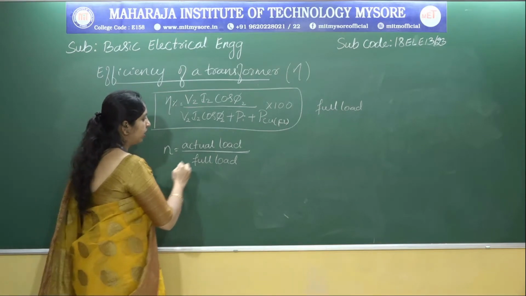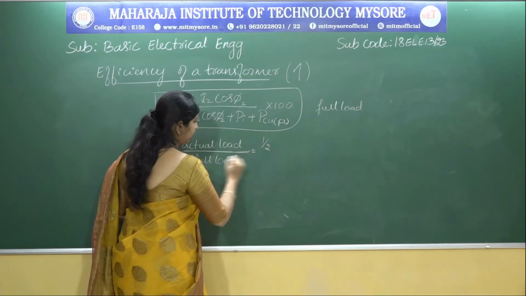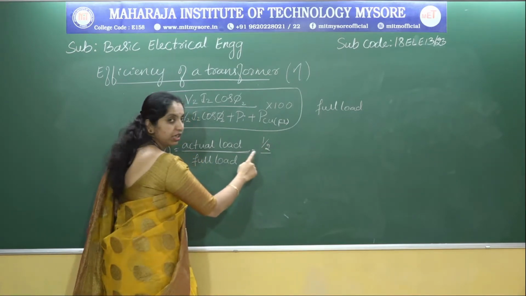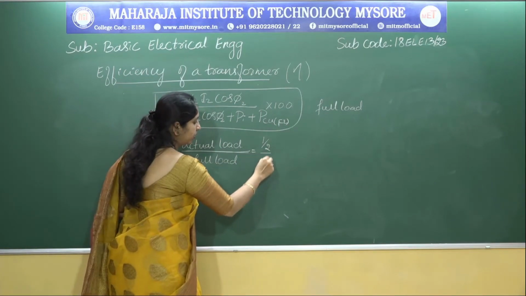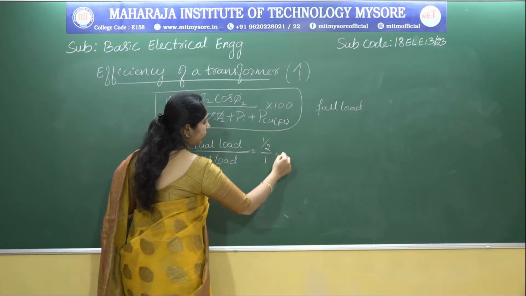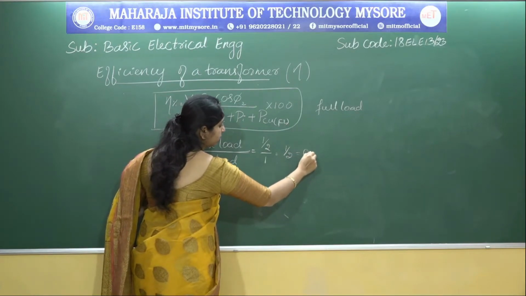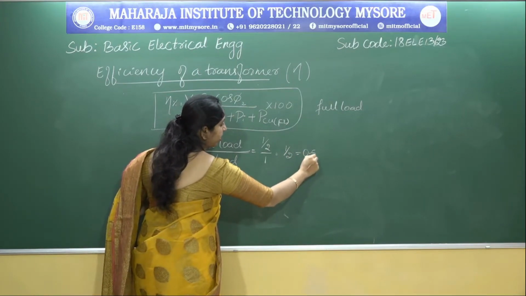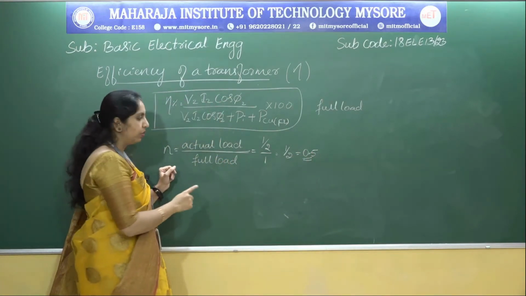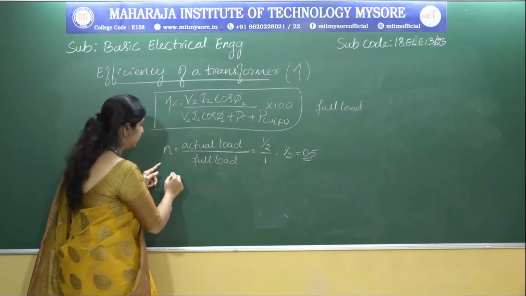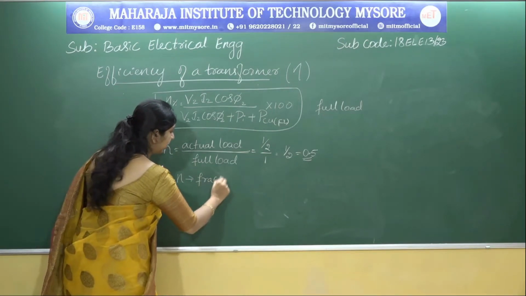For example, if the actual load is half and the full load is 1, since the full load is always 1, then we can express it as 1 by 2, which is 0.5. In this way we express n. So what is n? Yes, n is nothing but the fractional load.